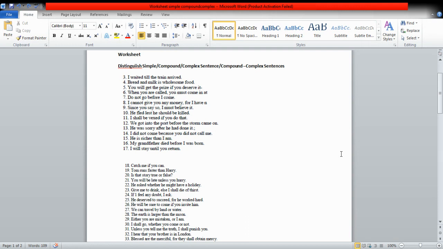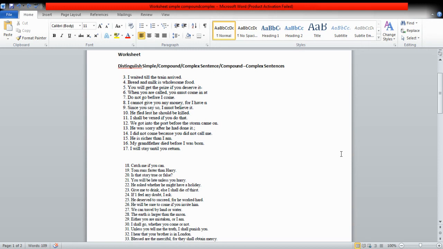He deserved to succeed, independent clause, for he worked hard, another independent clause, because for is a coordinating conjunction, and we have already discussed that whenever we have two independent clauses in a sentence, they are always joined together with the help of coordinating conjunctions, which are FANBOYS.